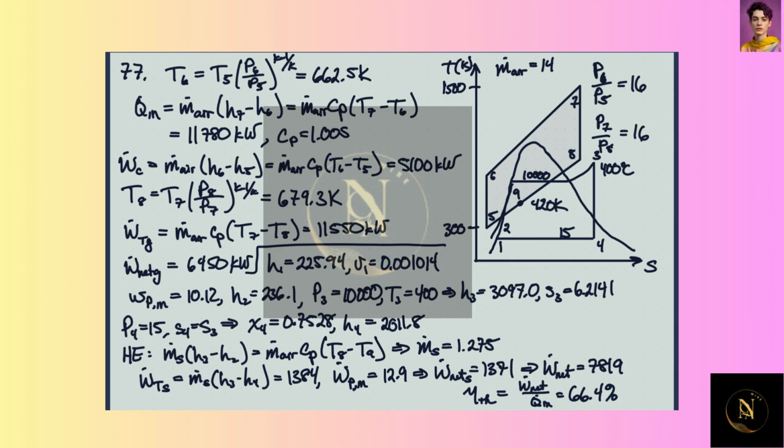And so we can look at the total net work out from both turbines, subtract the pump work and subtract the compressor work. So the total net work out from both cycles is this value, and the total heat that we put in from the combustion process was this value here. So we can take this and divide it by this, and we get 66.4%.